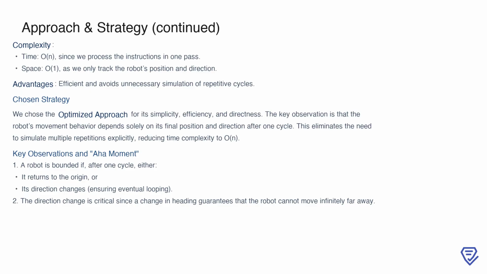The key observation that underpins this strategy is that the robot's movement behavior after one cycle is sufficient to determine whether it is bounded. By recognizing that a change in direction ensures a loop, and that returning to the origin confirms boundedness, we avoid redundant calculations. This realization was an aha moment in developing the solution, as it allowed us to focus on the robot's final state after one cycle rather than simulating multiple repetitions.